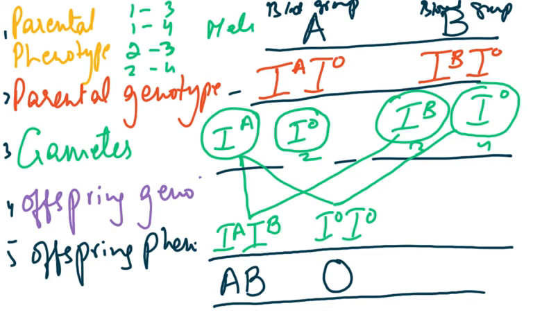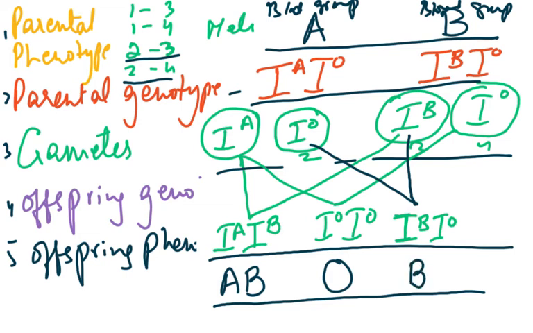Right? Now we have, what did I say? 2, 3, 2, 4. So if we have 2, 3, it will be this one, and 2, 3 will be IBIO. We always write the dominant one first. Now IBIO: there is no such group as BO, so the blood group is B, because O is recessive.